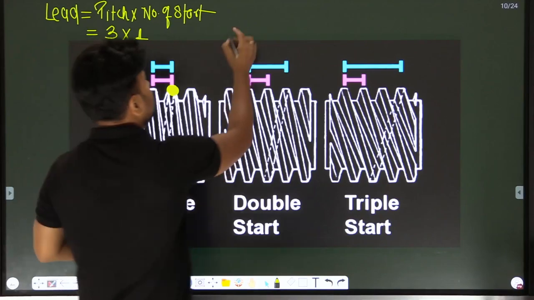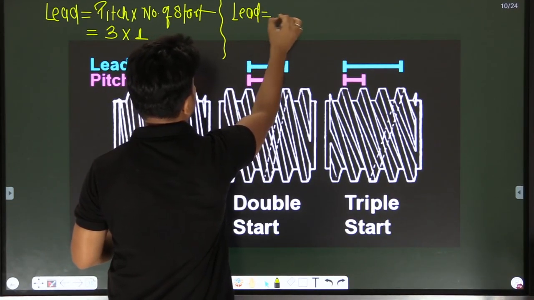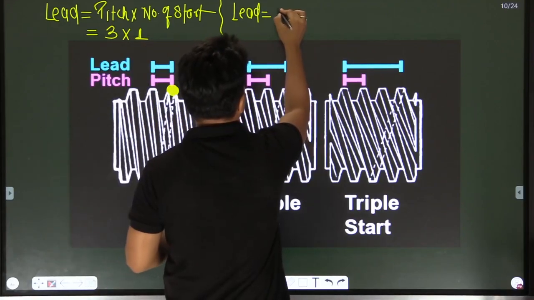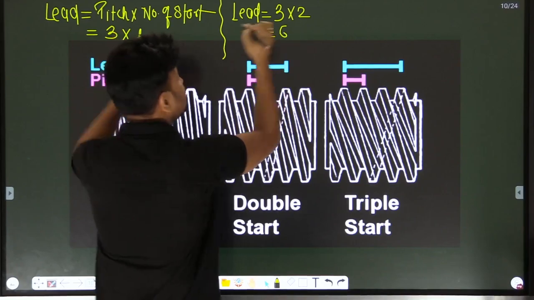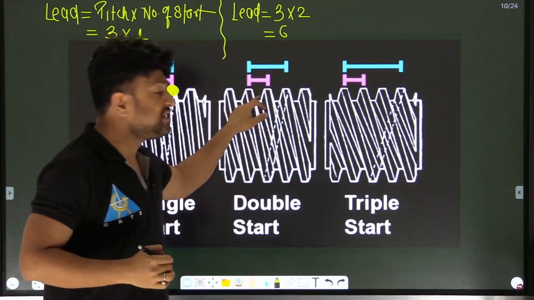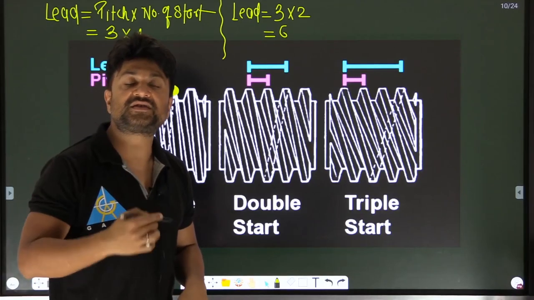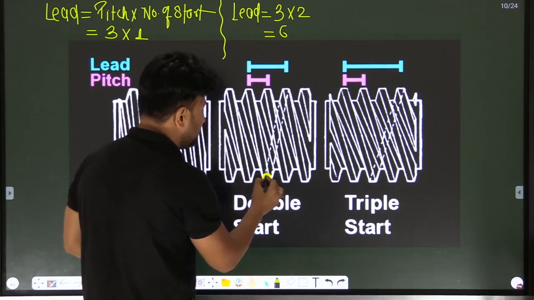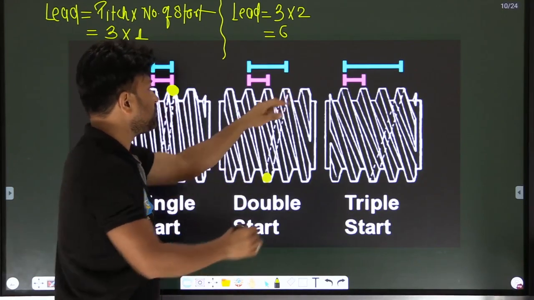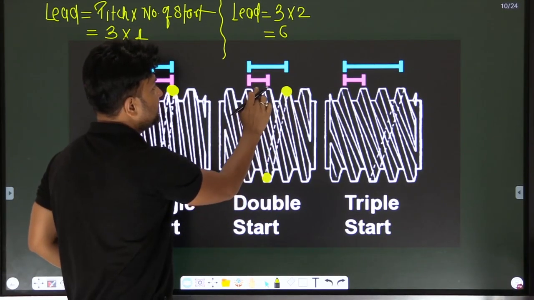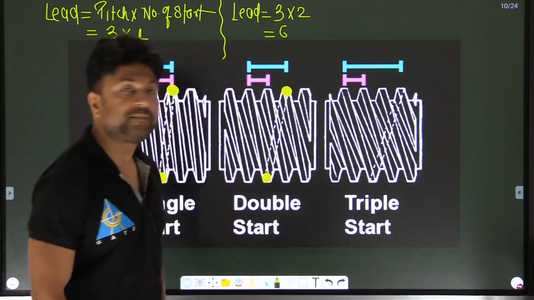But suppose a screw has a number of start 2, then pitch is 3 and number of start is 2, then lead comes 6. Here the pitch is 3, but lead is 6. It means when you do one rotation, it will cover 2 times the pitch, from here to there, and this pitch is covered. Am I clear?